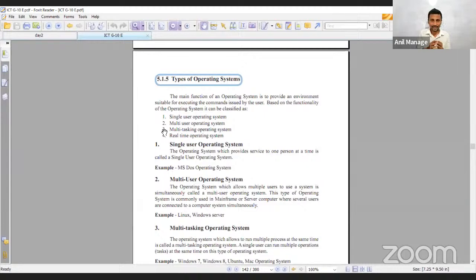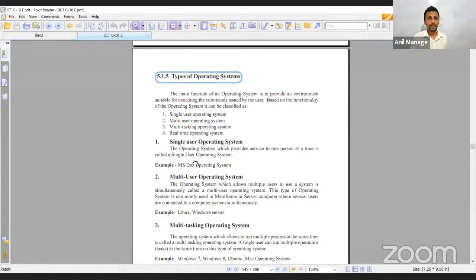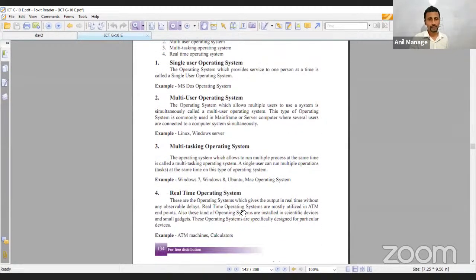So that means your account details are centralized. From anywhere it can be accessed, right? From anywhere it can be accessed. So this is called multi-user operating. Several users are working together. Then multitask. Multitask means you can do several tasks at the same time.